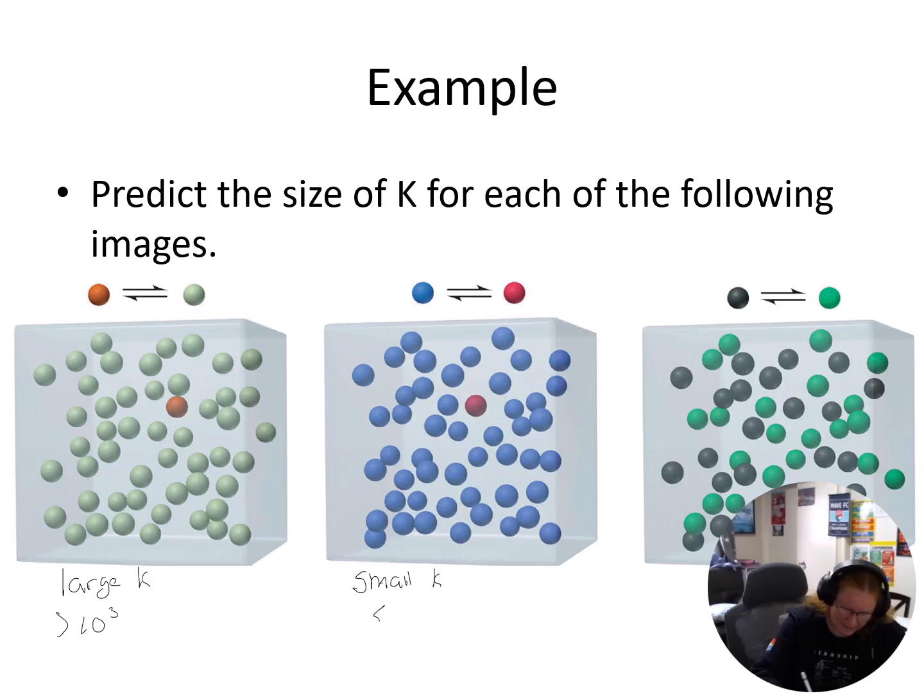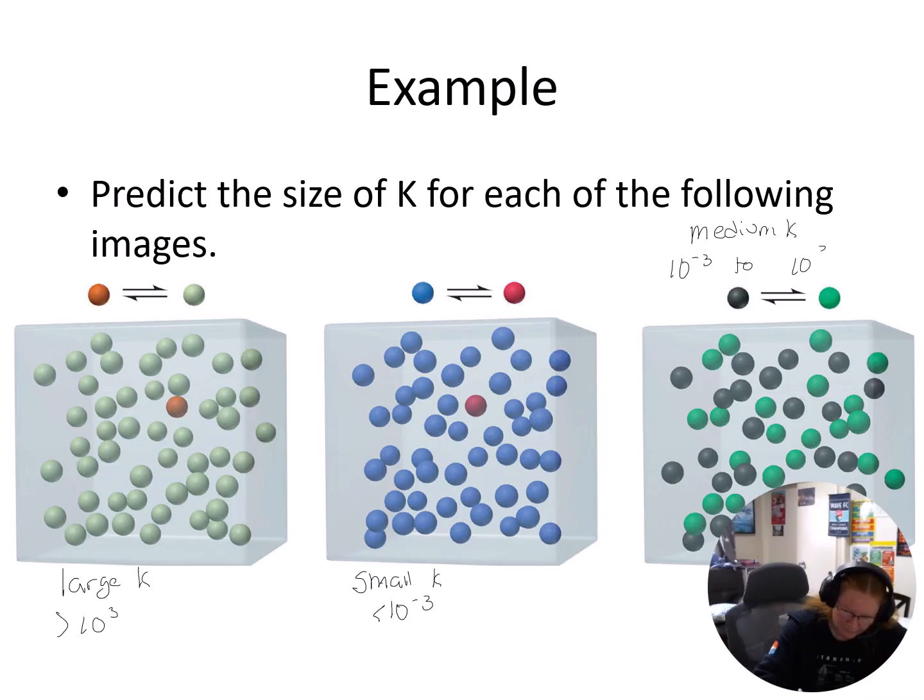And again, this is less than 10 to the negative third. All right, and then that last box, I've got a pretty equal mix of both of those colors left at equilibrium, right? So what would this be? This would be that intermediate or medium K. And so that's at 10 to the negative third to 10 to the positive third.